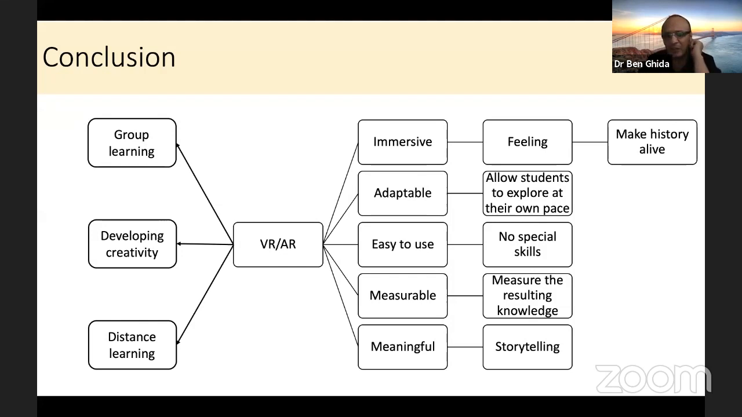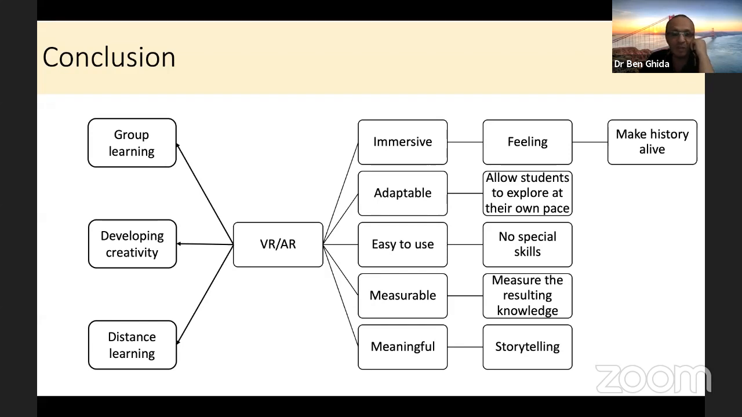So in conclusion, VR and AR are really easy to use according to previous studies. It's really adaptable to each student's learning pace. It's immersive, so it's feeling, which means we can make the history of architecture alive. We need to make it meaningful, which means making it some kind of storytelling. At the same time, we need to make it measurable, so we measure at the end the effectiveness of the use of this technology within school.